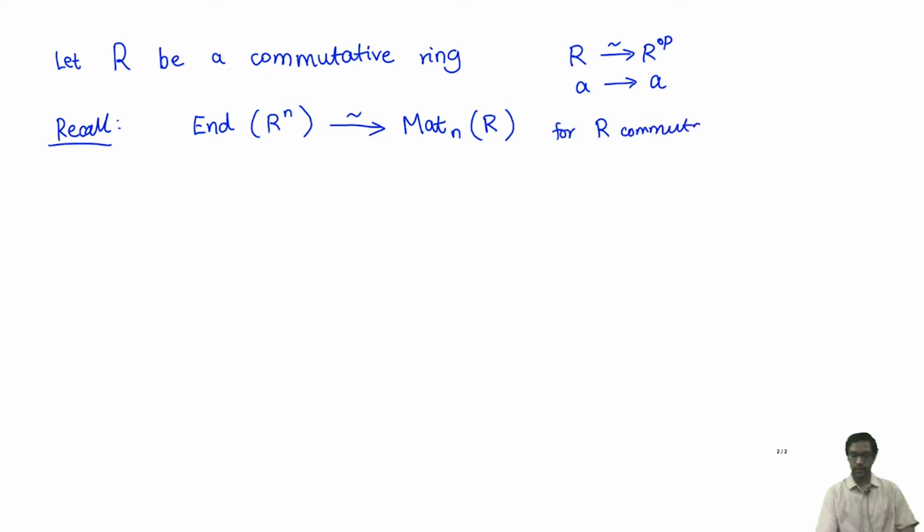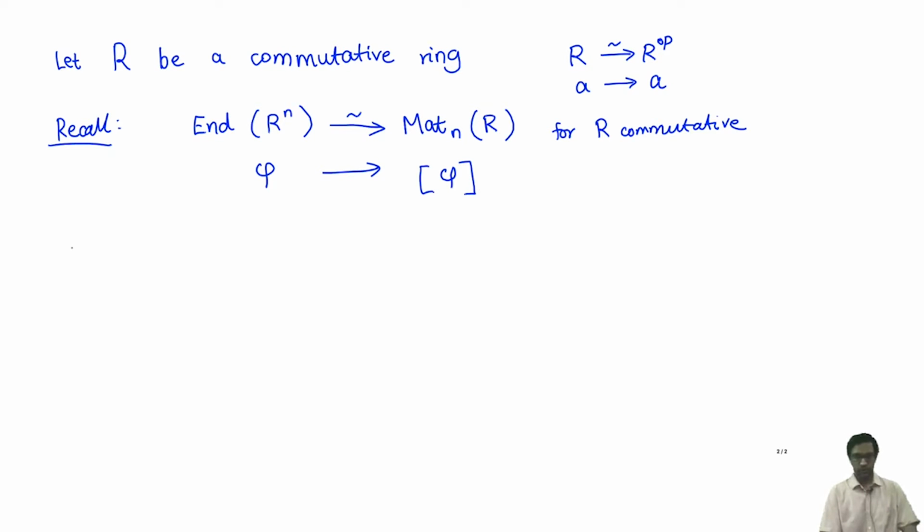And recall how the map was defined. Given a homomorphism phi, we could pick the standard basis of R^n, what we call the e_i's, and you just apply phi to e_i, write the answer as a linear combination of the e_i's again, and write the entries in the ith column. So this we call the matrix of the homomorphism phi.